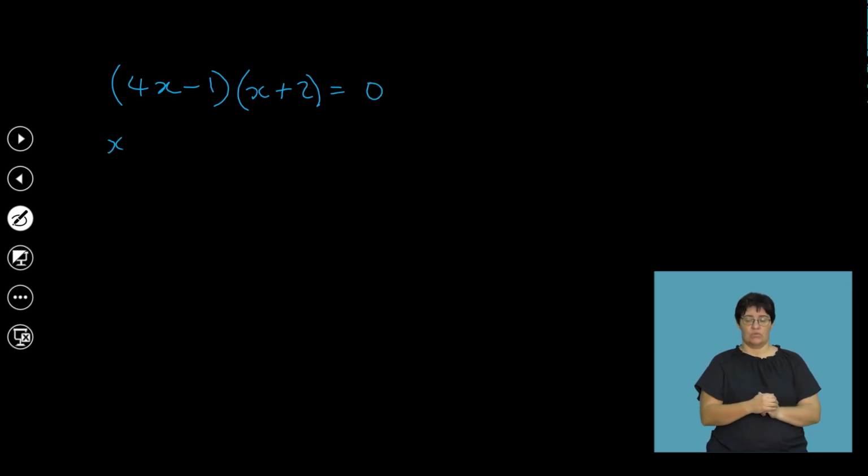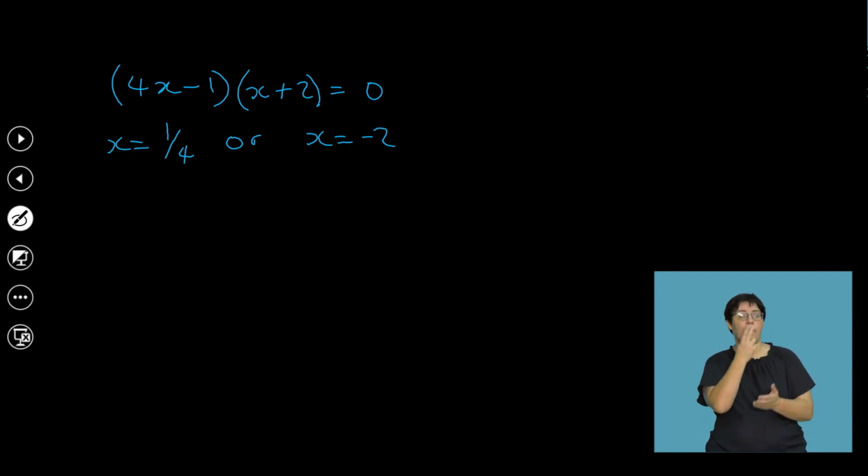And then my x will be equal to 1 over 4, or my x will be equal to negative 2. Then you need to make sure that you test both these answers to say which one will not work, or both of them will not work, or both of them will work. So it's either one does not work, both do not work, or both just work.